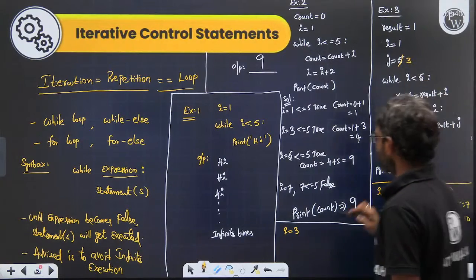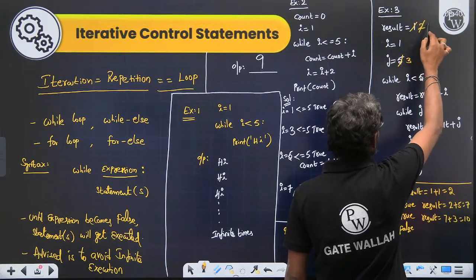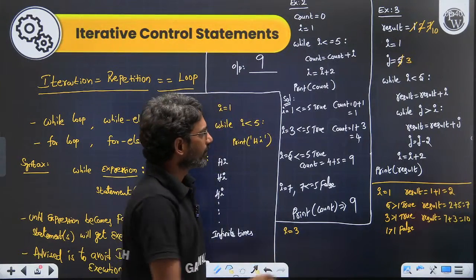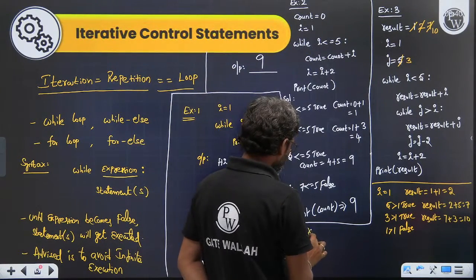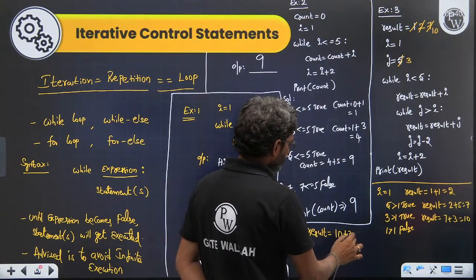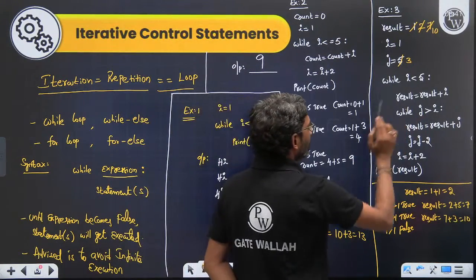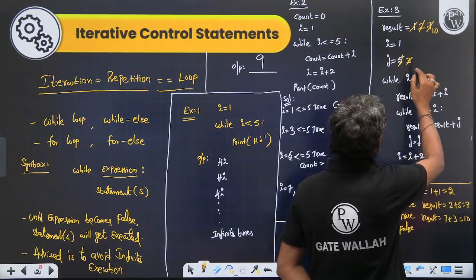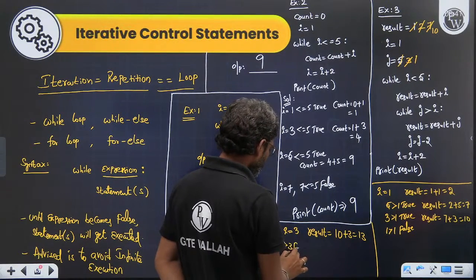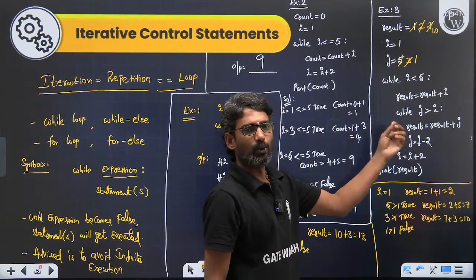Now I becomes 3. So what did result become? First 2, then 7, then 10. Now I becomes 3. Result equals result plus I, 10 plus 3, 13. Now while j greater than I, what was j? j was 1. 1 greater than 3, false. So the second time the inner while loop is false.